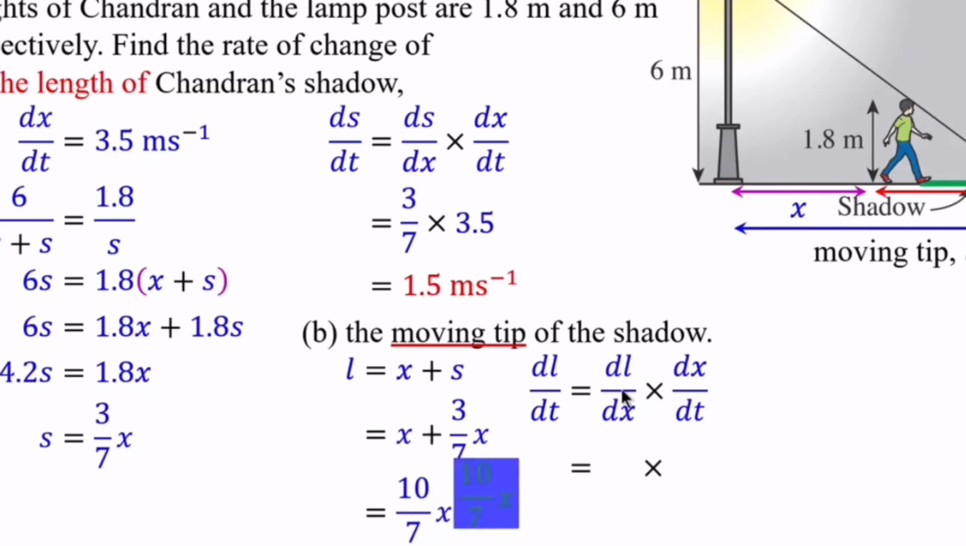So we take 10 over 7, which is dL/dx, times 3.5. So 10 over 7 times 3.5. The answer will be 5 meter per second. That means every 1 second, it increases by 5 meter. So that is the moving tip of the shadow.